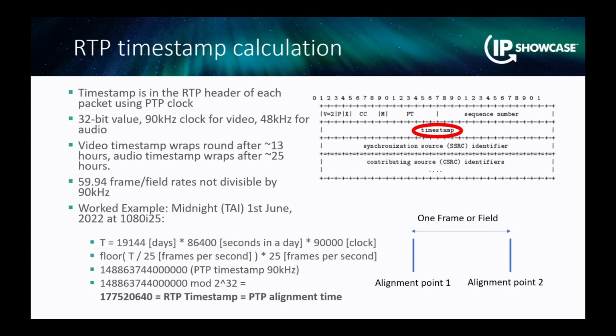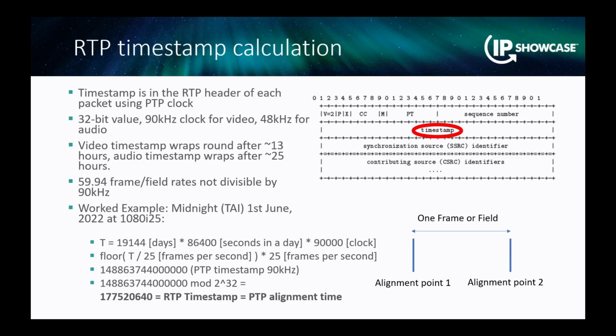So let's look at the timestamp calculation in RTP. And that on the right is what's known as an RTP header. And we use the PTP clock, the PTP alignment point clock value, in its timestamp header. So unfortunately, it's a 32-bit value, and it has different clock rates. So 90 kilohertz clock for video and 48 kilohertz for audio. This means the video timestamp wraps after 13 hours for video and 25 hours for audio. So that's a bit like where an old-fashioned tachometer in your car goes round and wraps around to 0 again.